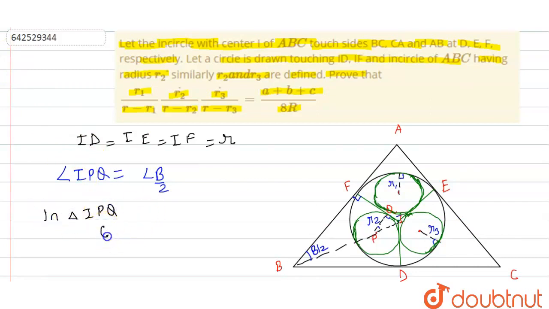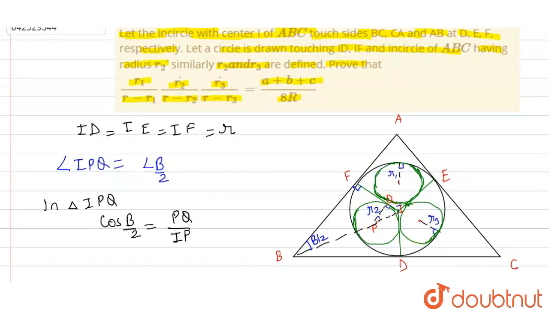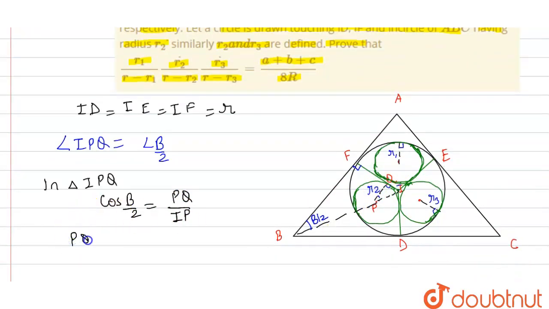Now in triangle IPQ, cos of b by 2 is equal to PQ upon IP, that is, base upon hypotenuse. What is the length of PQ? PQ is the radius of the small circle, R2. And for IP, let this point be H. The complete IH is the radius of the incircle, so that is R, and PH is equal to R2. So we can say IP is equal to R minus R2.